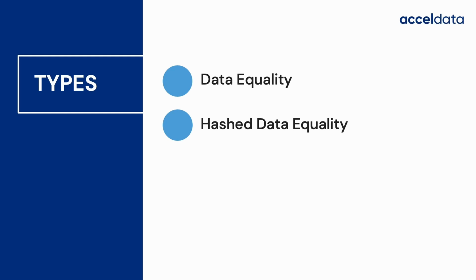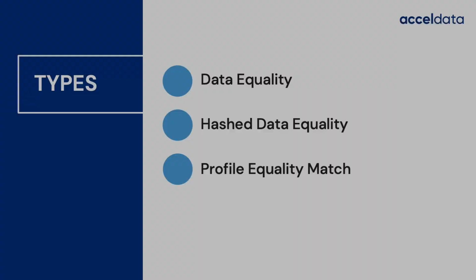Hash data equality policy is the second type of reconciliation policy. In hash data equality match, the system joins both data sources based on the ID column provided and tries to compute a hash for the complete row on each side. It then equates both the computed hashes, and if they do not match, the policy execution result will be marked as failed.